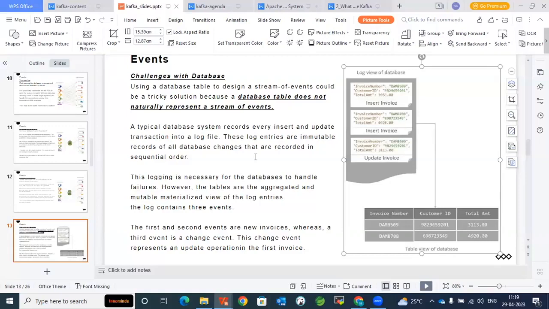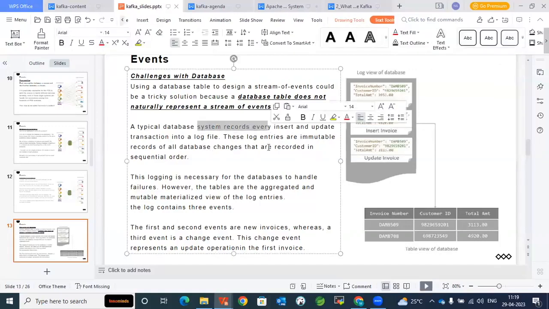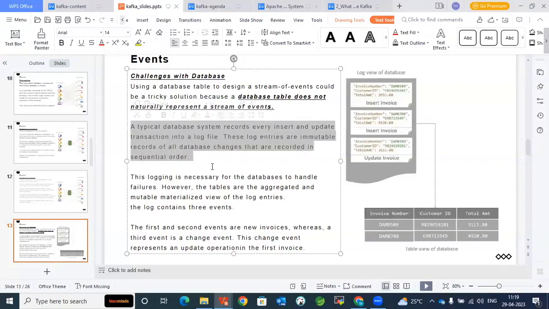Consider one scenario. A typical database system records every insert and update transaction into a log file. Do you know this? Every database is internally maintaining a log file. So a database is nothing but a file system only, on the machine. I think I can showcase even that as well. The database is storing the data in files only, internally.